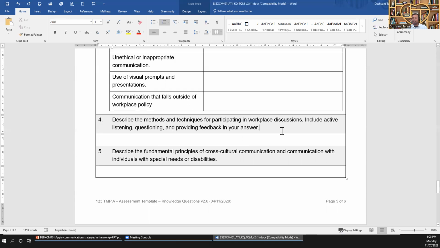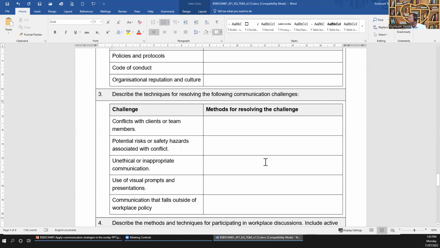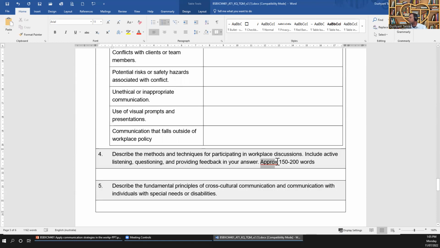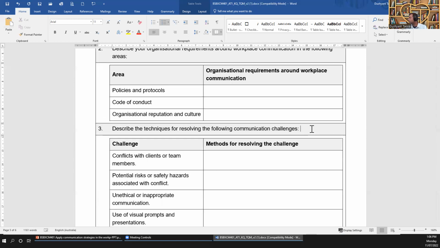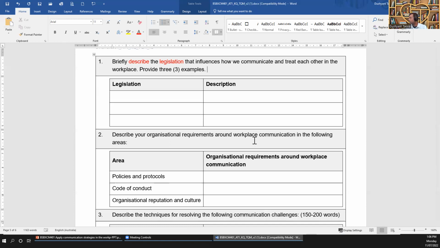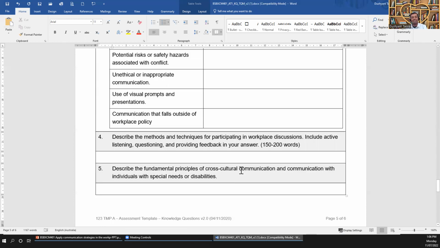It hasn't specified here, but I would write approximately 150 to 200 words. For all of them, sorry, I would expect this much. Question 1, 2, 3, 4, 150. You can go more, but minimum is 150. Yeah, don't make it just one sentence and finish it off.